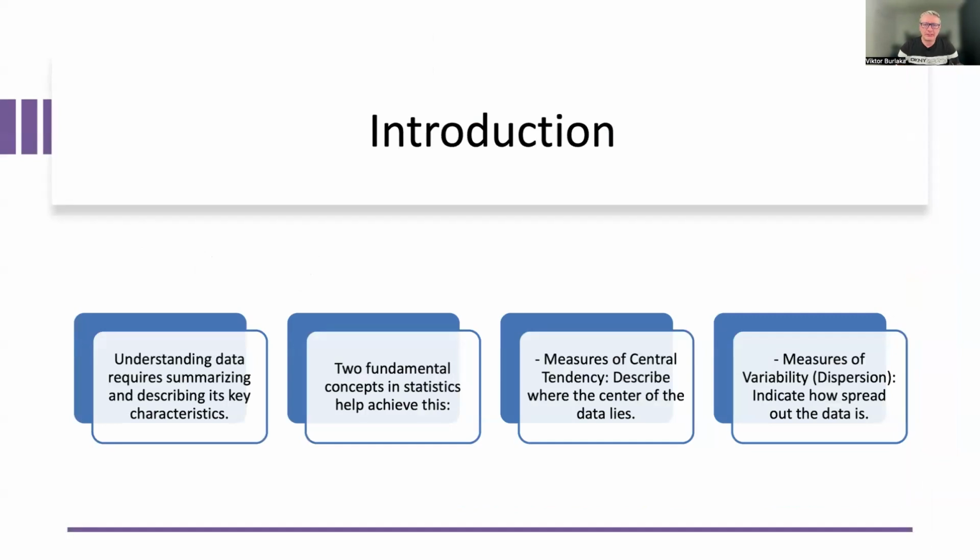When working with data, it's essential to summarize and describe its key characteristics. This is where measures of central tendency and variability come in. Measures of central tendency help identify the center or average value of a data set, while measures of variability show how spread out the values are. Together, these tools allow us to understand and interpret data more effectively.